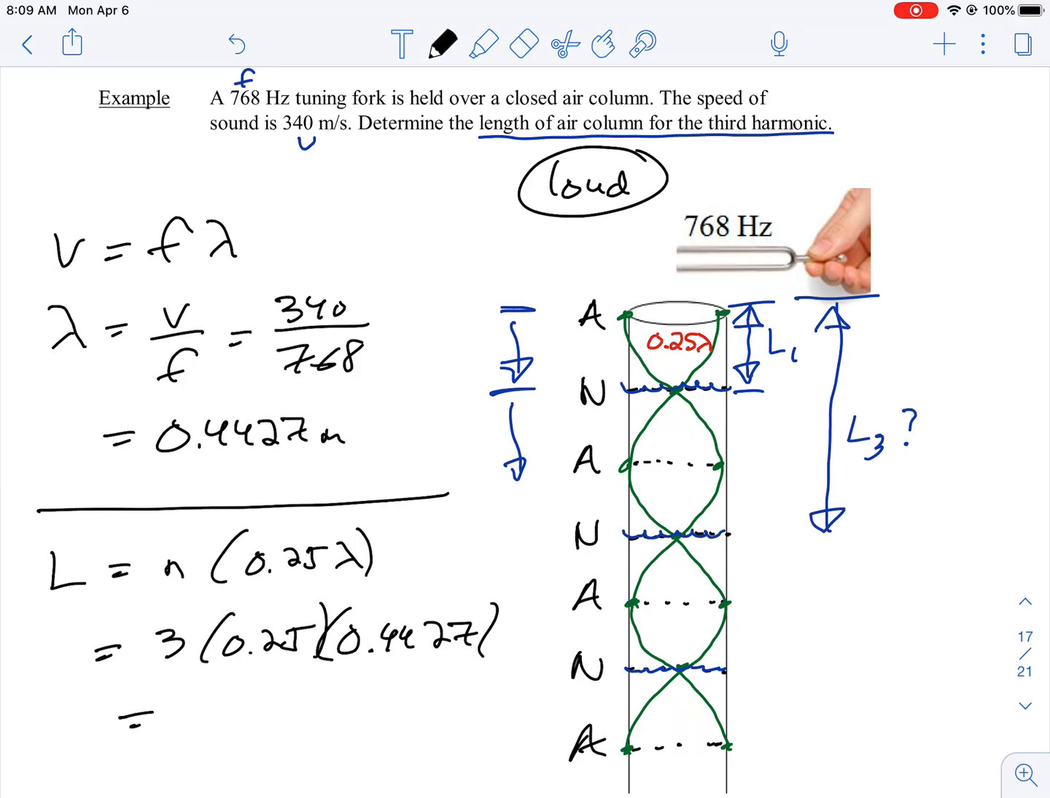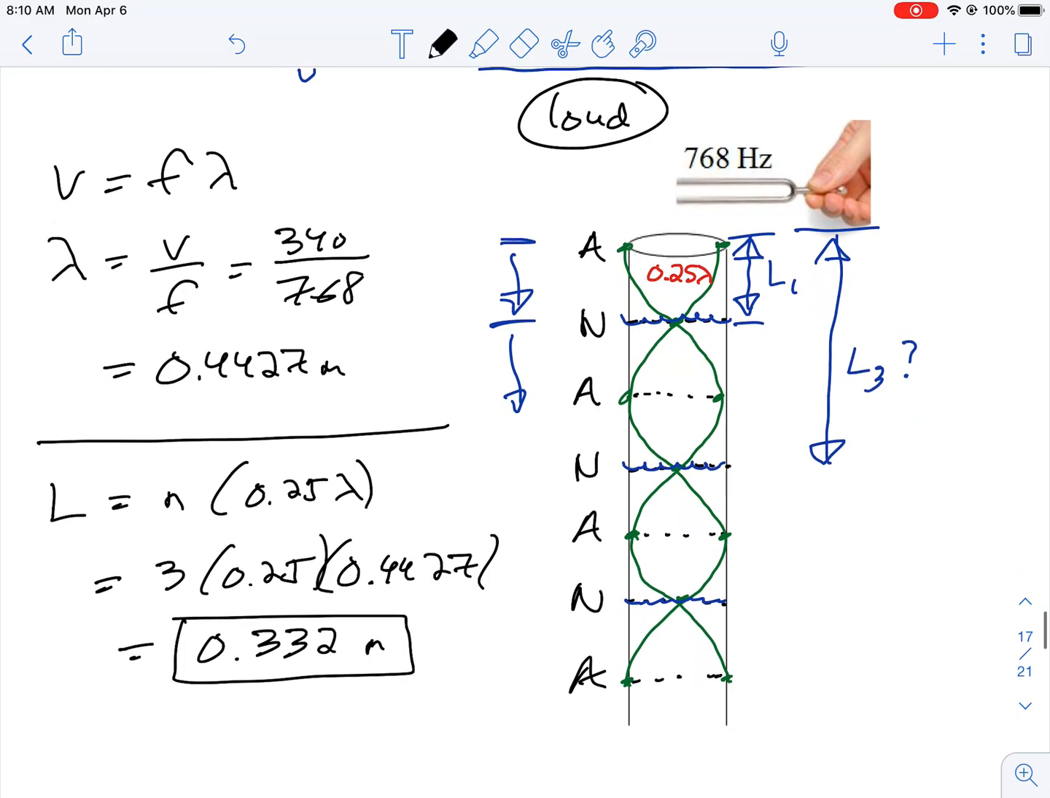Essentially just multiplying it by 0.75. And I get about 0.36, so 0.332 meters or 33.2 centimeters. Good. So there's another classic closed air column question. Okay, let's move on to our other type of air column.